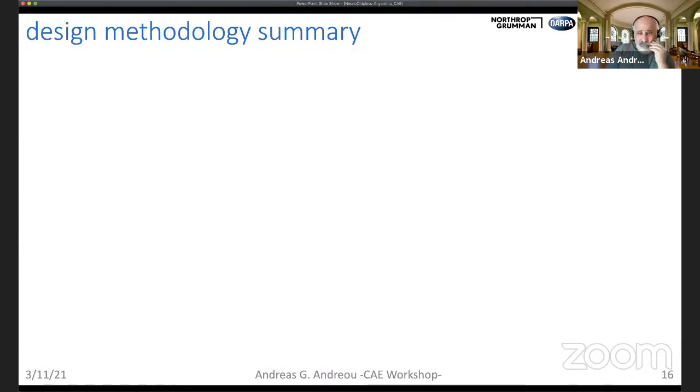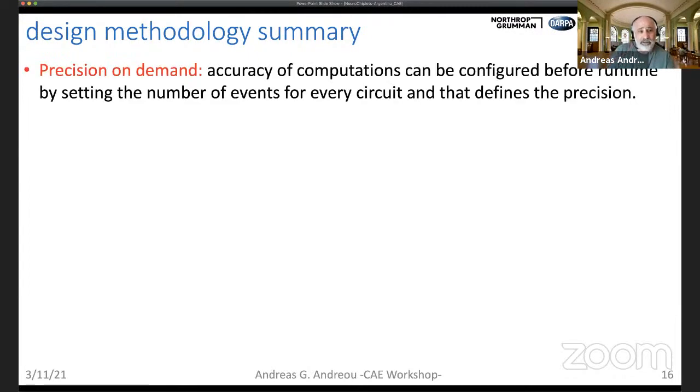So let me summarize the design methodology that we've been using. We have precision on demand. The accuracy of the computations can be configured before runtime by setting the number of events for every circuit, and that defines the precision. This is a very old idea. It is surprising that it gets reinvented every few years.